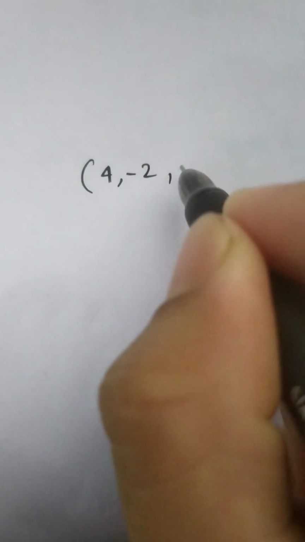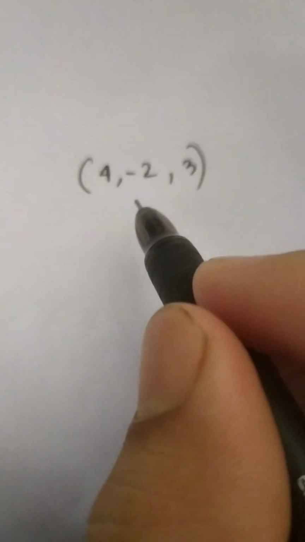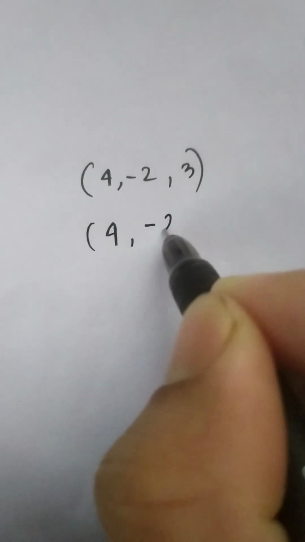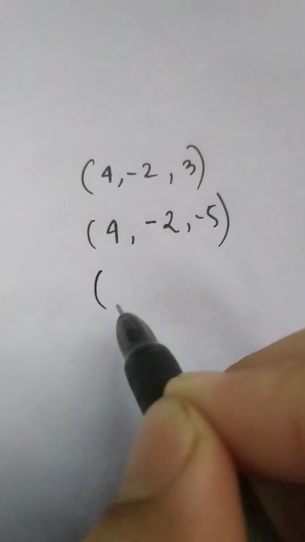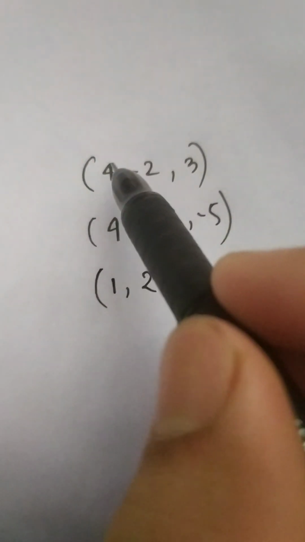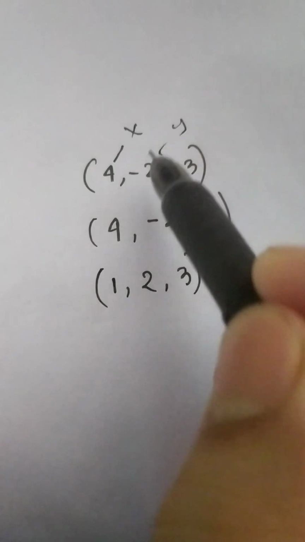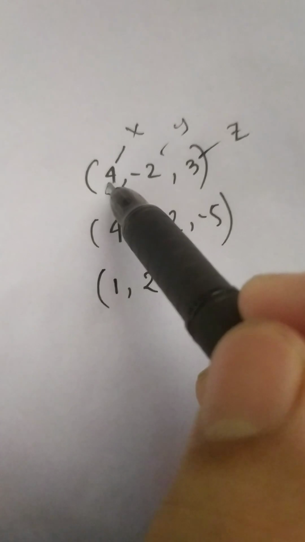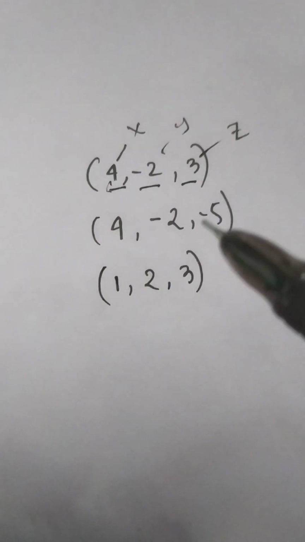Let me write some examples here. Say (4, -2, 3), this is example number 1, and another example is (4, -2, -5). Let's take another example, (1, 2, 3). We already know that these are the x coordinate, y coordinate and z coordinate, the coordinates of the x axis, y axis and z axis.